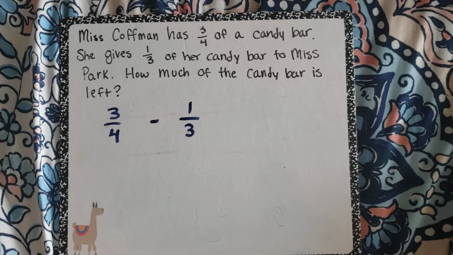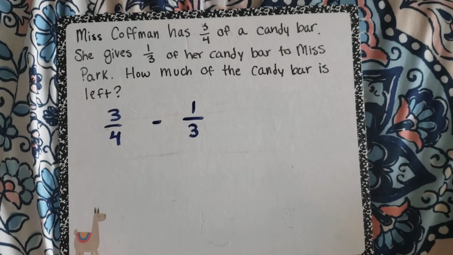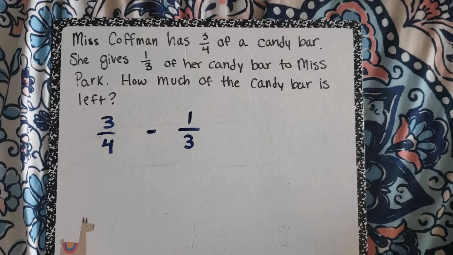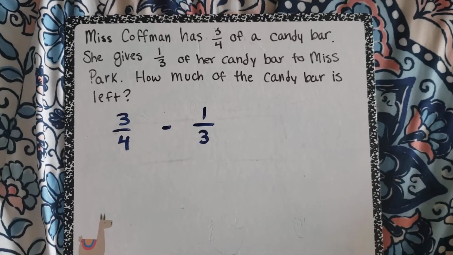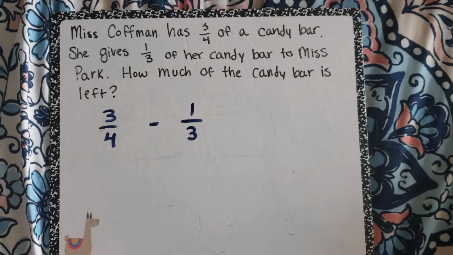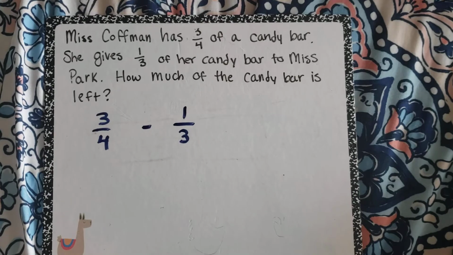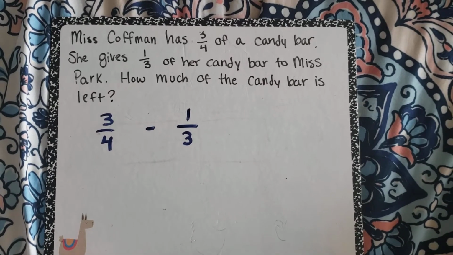Okay, so here I have written down our problem on the board. Miss Kaufman has 3/4 of a candy bar. She gives 1/3 of her candy bar to Miss Park. How much of the candy bar is left? I began by writing the problem I need to solve, which is 3/4 minus 1/3, because we're taking away 1/3 from Miss Kaufman's candy bar.